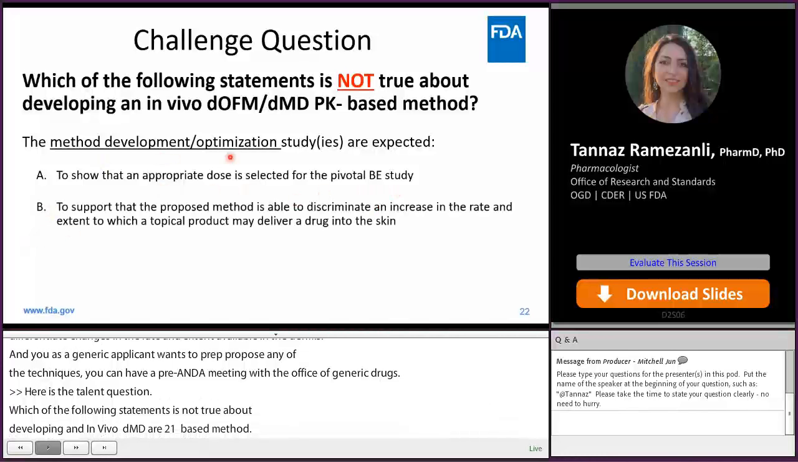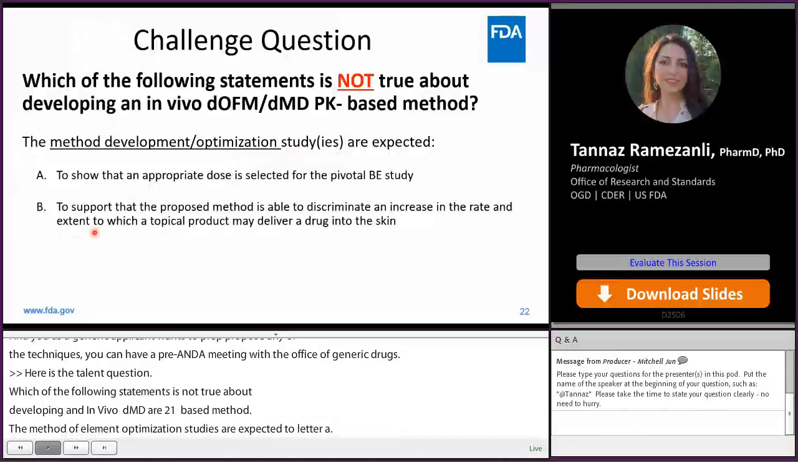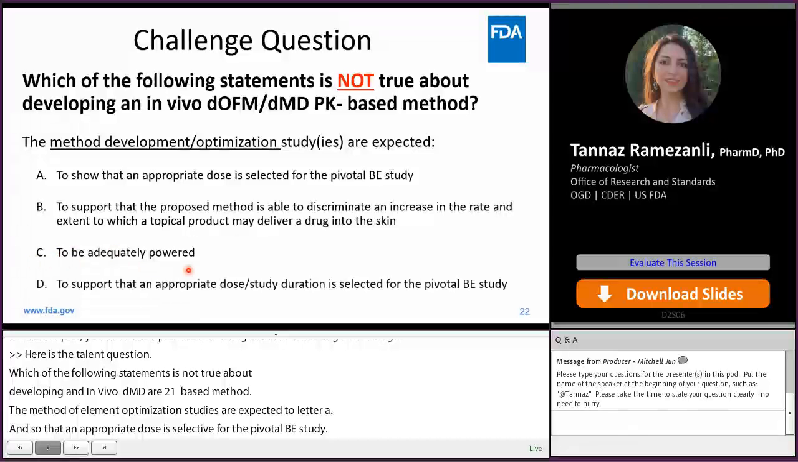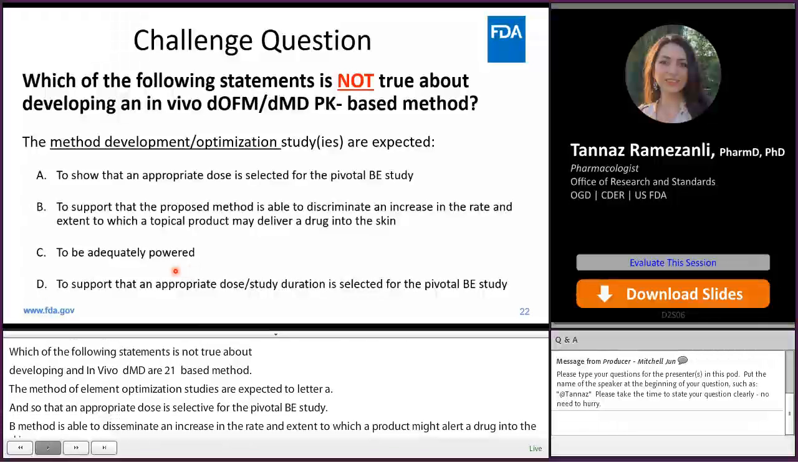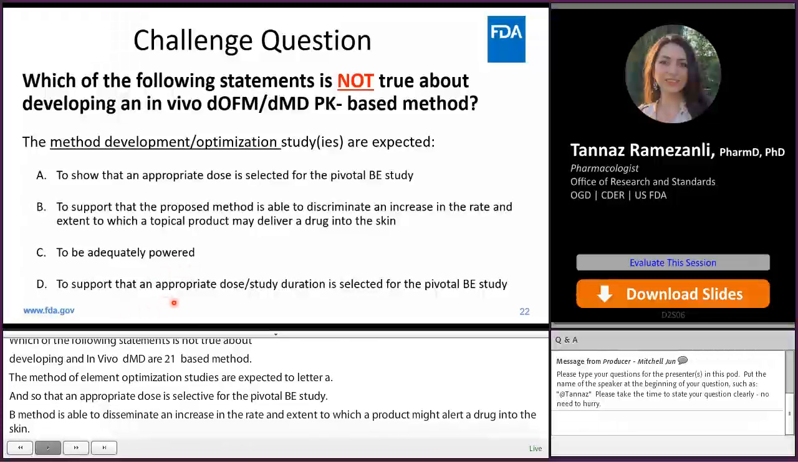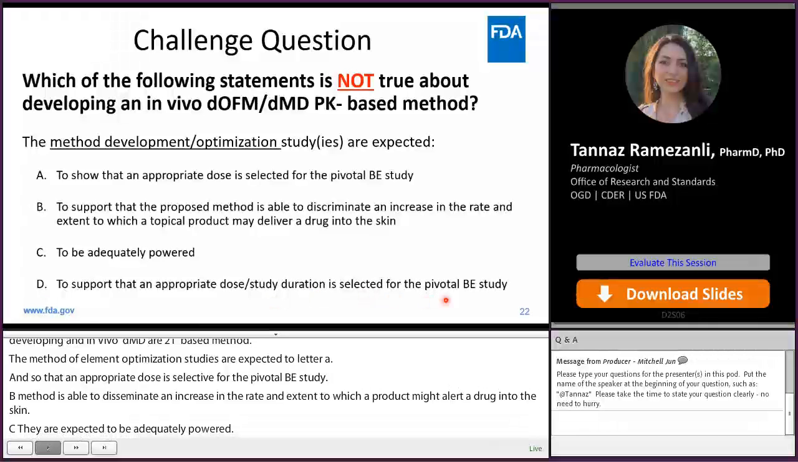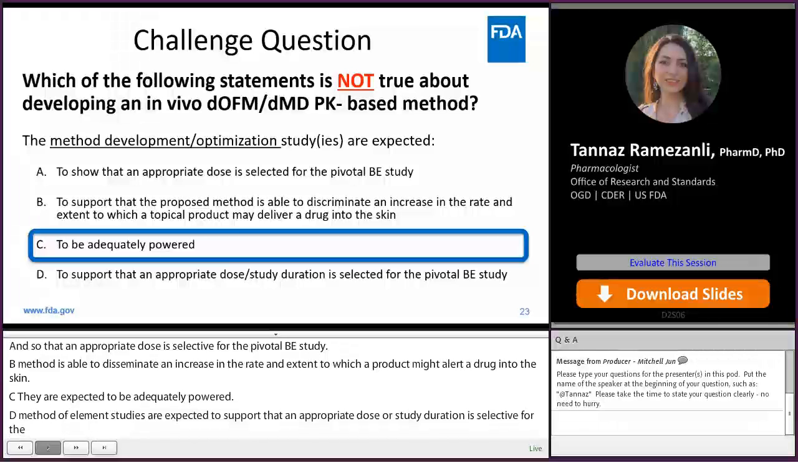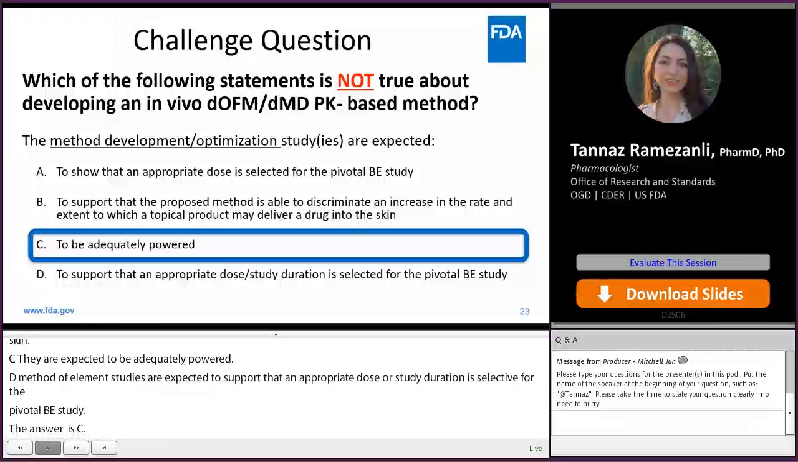B, the method development and optimization studies are expected to support that a proposed method is able to discriminate an increase in the rate and extent to which a product may deliver a drug into the skin. Or C, the method development studies are expected to be adequately powered. Or D, the method development studies are expected to support that an appropriate dose or study duration is selected for the pivotal BE study. And the answer is C, because as I mentioned during my presentation, the method development and optimization studies can be done in a few subjects and they are not expected to be adequately powered.